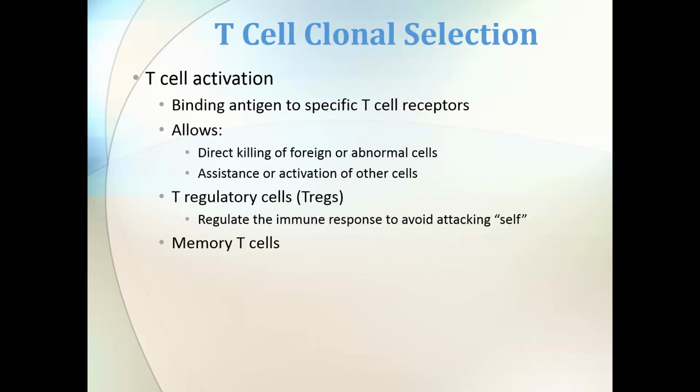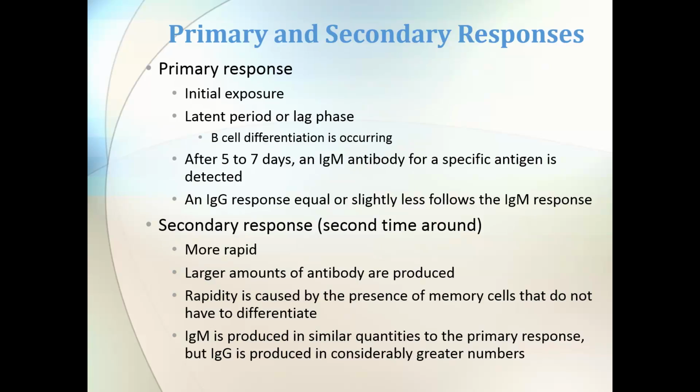Okay, so you can just kind of read over those. You're not going to have to know much more specificity about those. Again, you see here the difference between the first time someone is exposed to an antigen. So you have your initial exposure, and then you'll see this latent period or lag phase from the initial exposure. This is when the B cells are differentiating. And then after 5 to 7 days, you'll see that immune globulin M antibody for a specific antigen is detected.